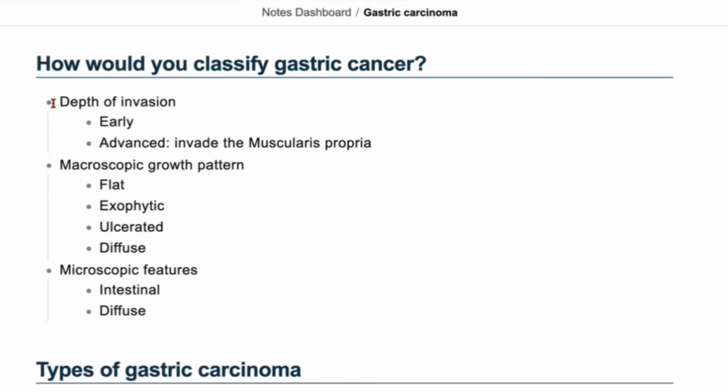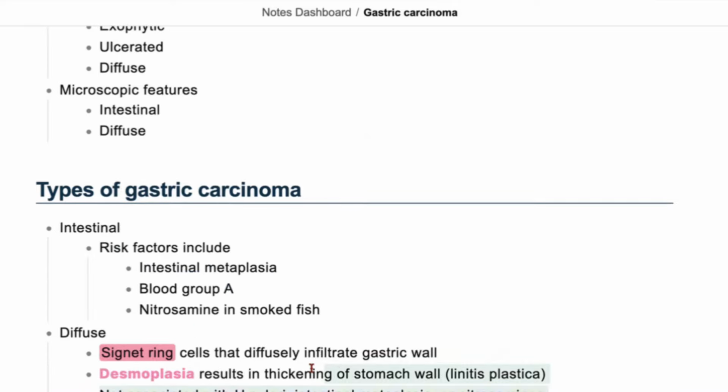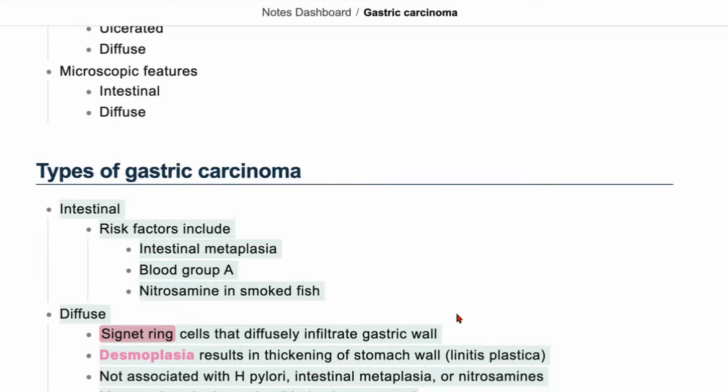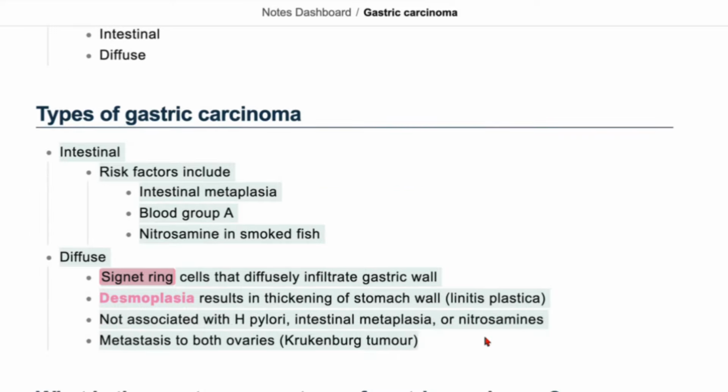So you can classify it into many different levels based on depth of invasion, which is early or advanced, the macroscopic growth, which is flat, exophytic, or diffuse, the microscopic picture, which is intestinal and diffuse, and you can go into detail of the intestinal and diffuse type because those are the most important. Diffuse type is the more aggressive one. It has signet ring cells and it leads to desmoplasia and is not related to H. pylori or intestinal metaplasia. So like we did, try to cover both basically.